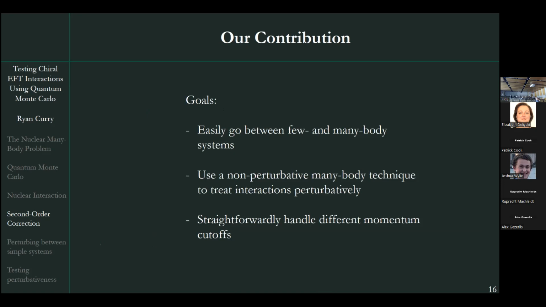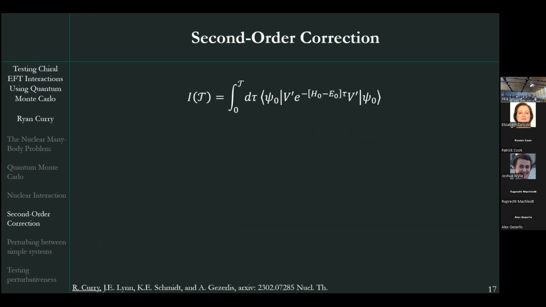We wanted to use a non-perturbative technique like quantum Monte Carlo in order to treat the interactions perturbatively, and we wanted to easily be able to handle a variety of different momentum space cutoffs. So I'll start with this. It may not look like much at first, but if you bear with me for 2 slides of math, I hope I can convince you that it is something worth looking at.